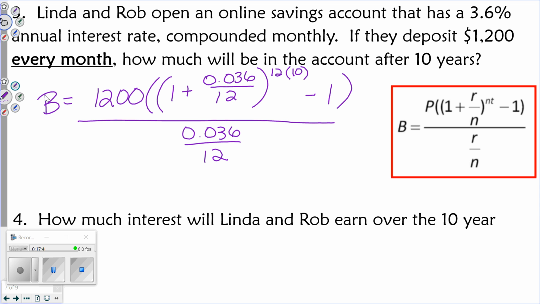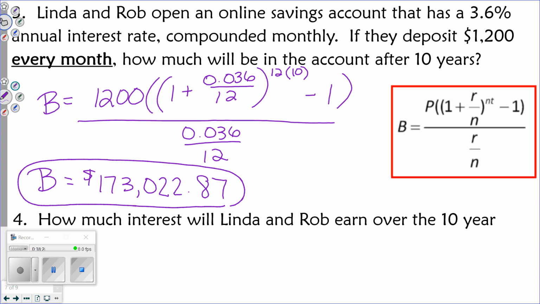All right, so again, grab the calculator. Graphing calculator people, you got to start with the fraction. Scientific people, make sure you get those extra parentheses where you need them. We'll find out in a minute. All right, so you should get a balance of $173,022.87.